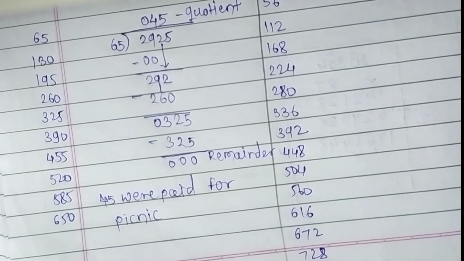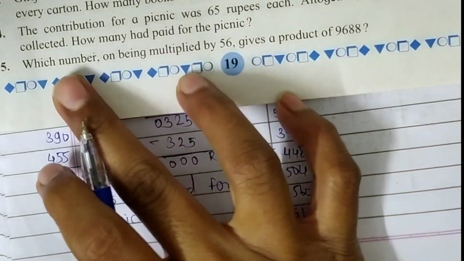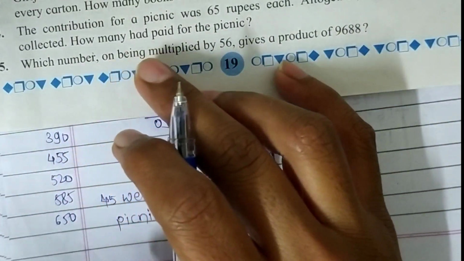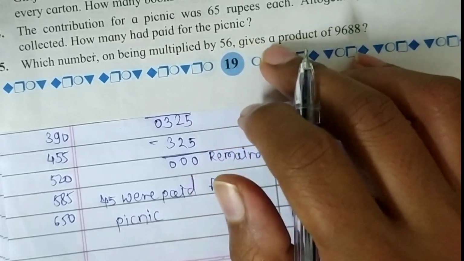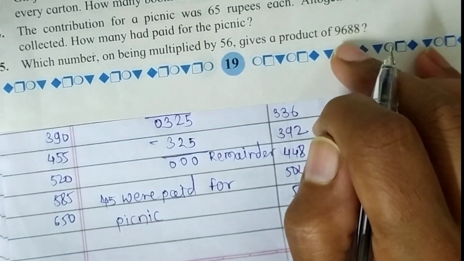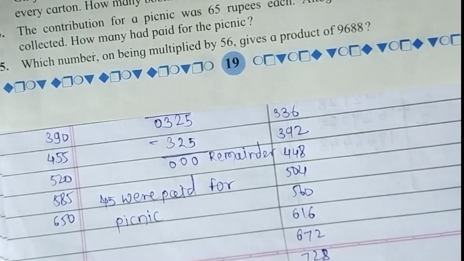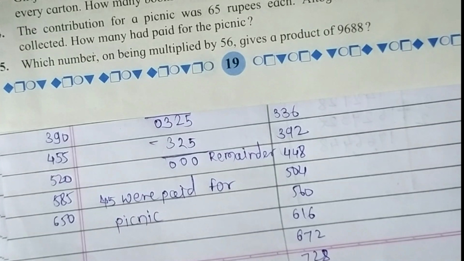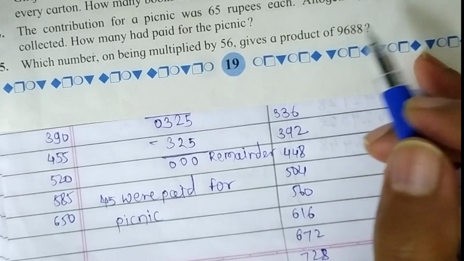The next question is the fifth question. Which number on being multiplied by 56 gives a product of 9688? Here they give us the product of multiplication of 56 and a certain number. So we have to find out the number which is multiplied by 56. For it, we have to divide their product by 56. Their product is 9688. So let's divide them.